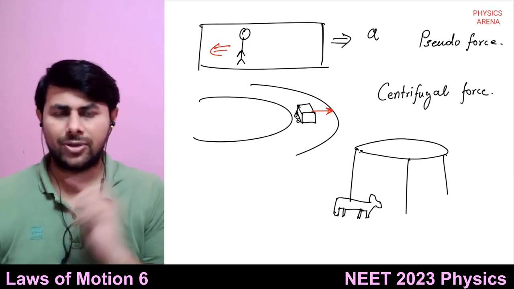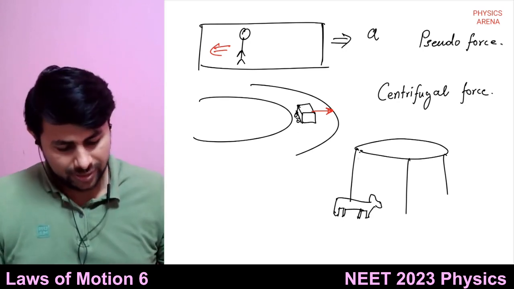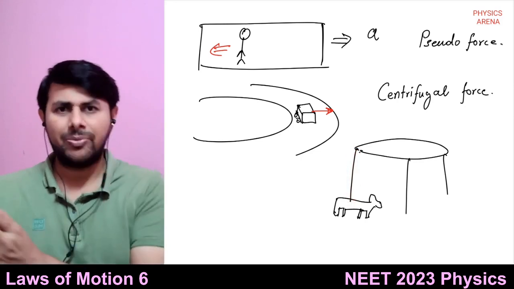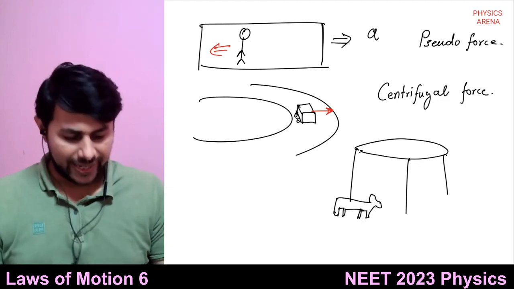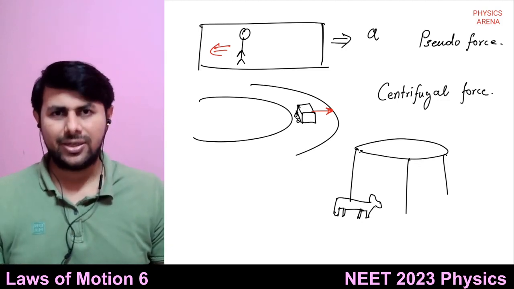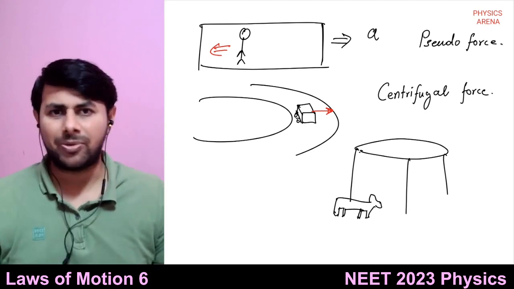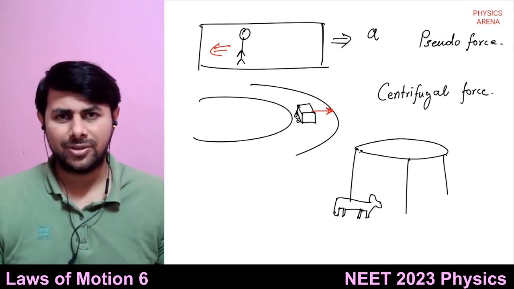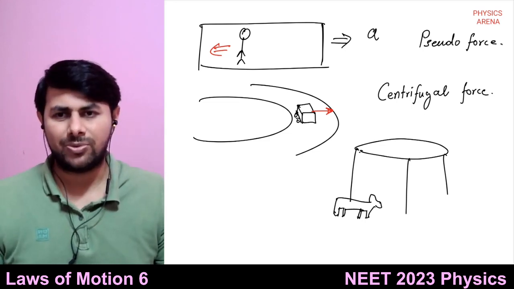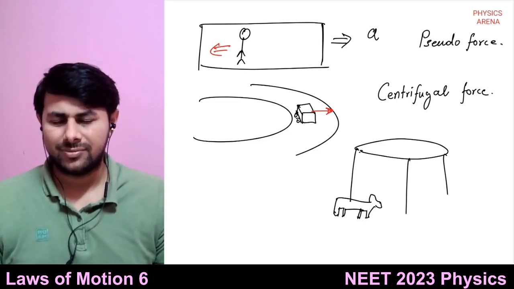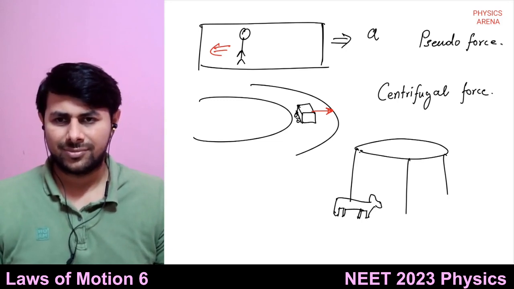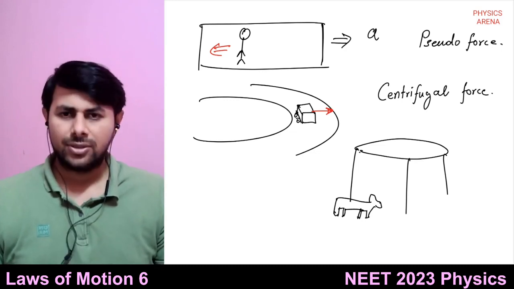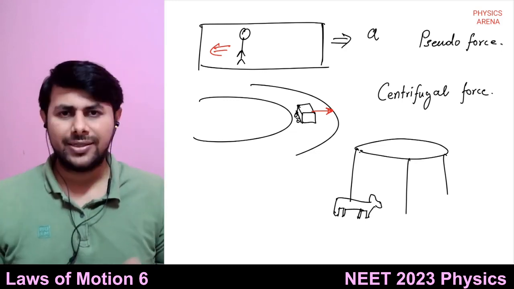As it rotates faster and faster, this horse and the person sitting on it move away from the center. So it's like somebody is pulling that person away from the center, but you cannot explain it using what? Any real force. So you say that there is some centrifugal force acting on that person, right? So that is the pseudo force. Okay, so why is it happening?